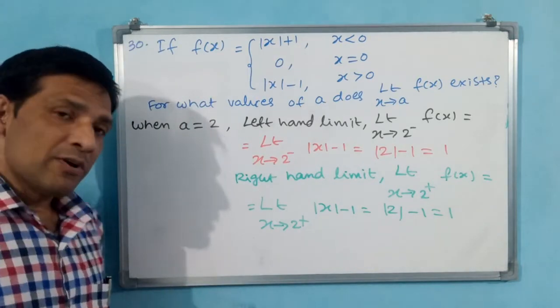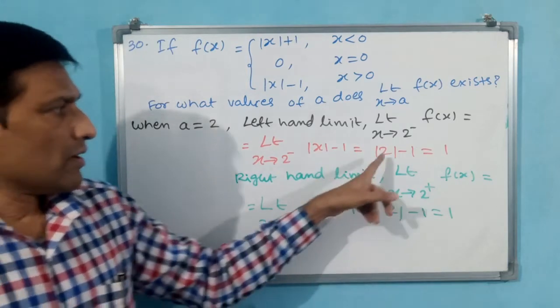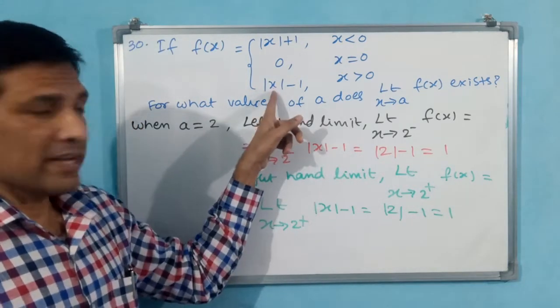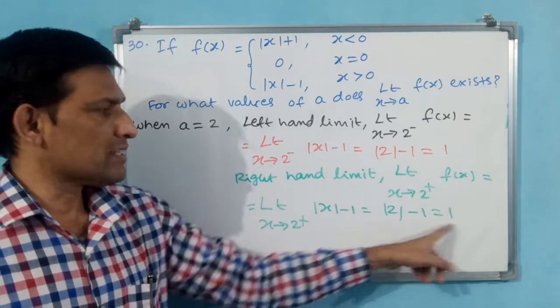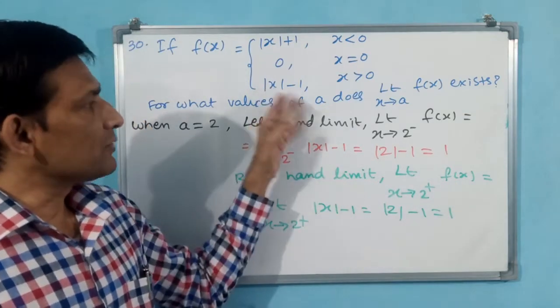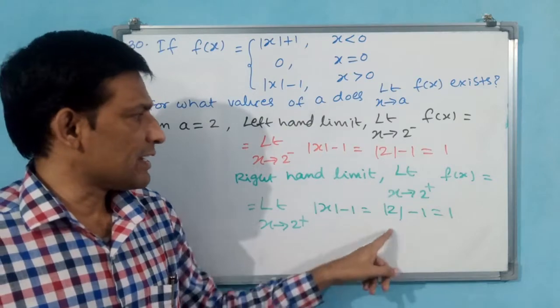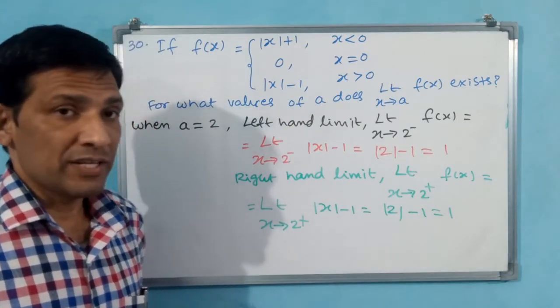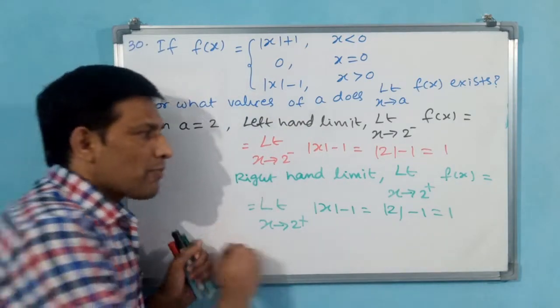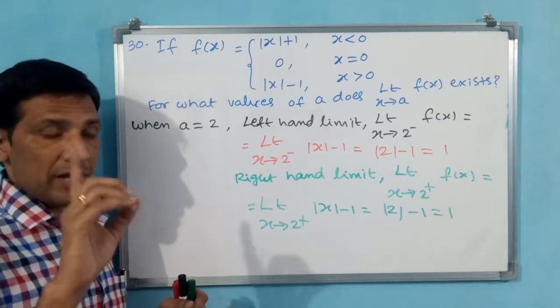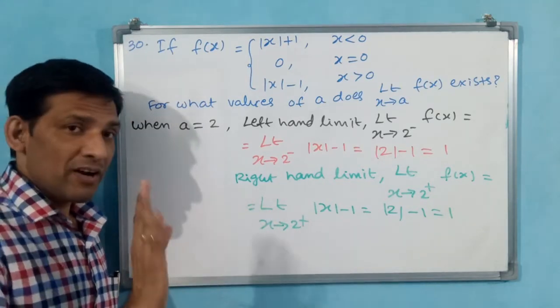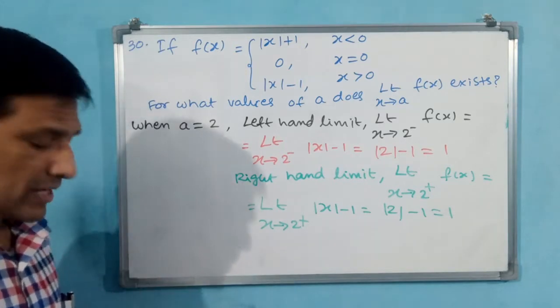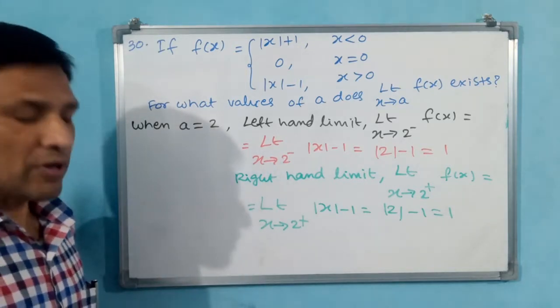But you tell me now, not only 2, any positive number you take here. If you take 1, 1 minus 1 is 0. If you take 100, 100 minus 1 is 99. That means we can say all positive values except 0 are possible. But that is not all. Negative values also you have to see. But what you have to write? Something you have to write.